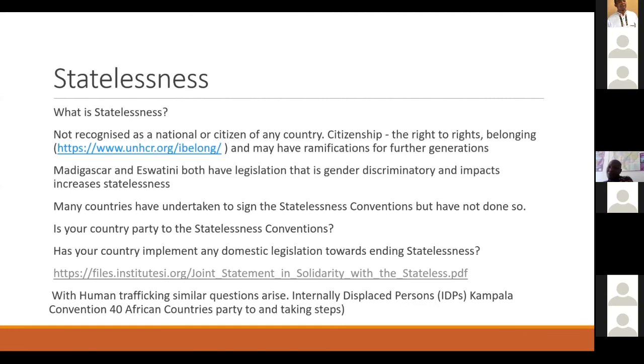And then internally displaced persons. Father Rampe spoke to the Kampala Convention. 40 African countries are party to the convention, but there have been very few steps taken to properly protect and safeguard the rights of internally displaced persons.